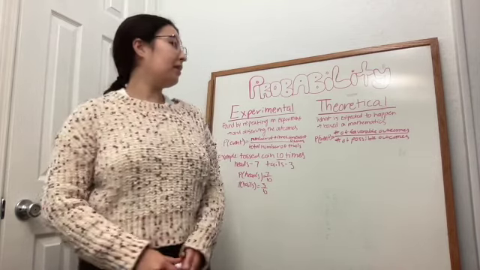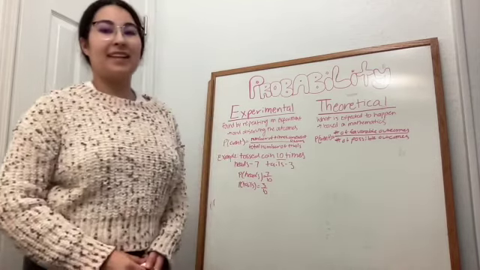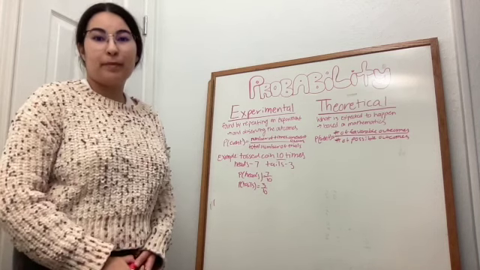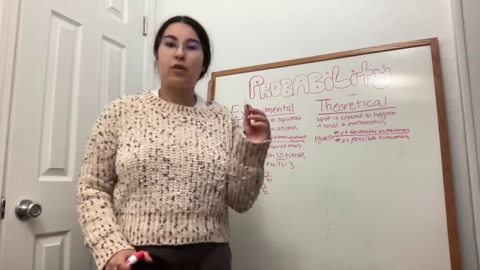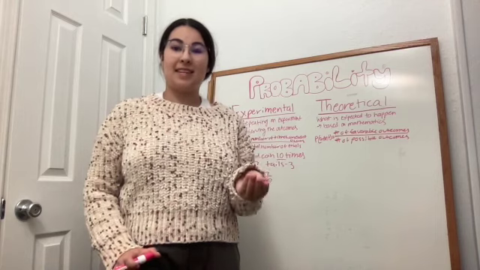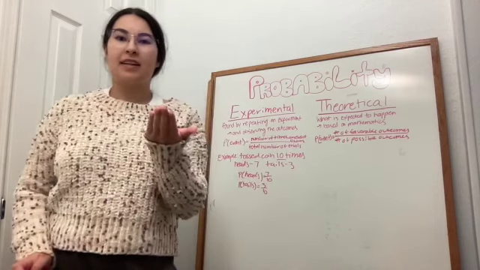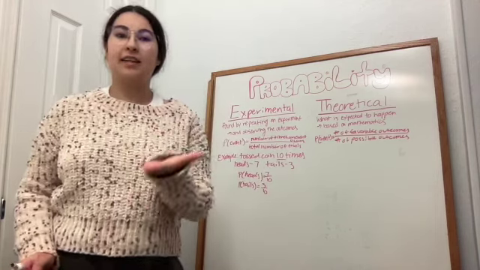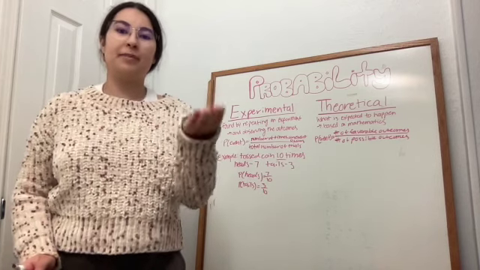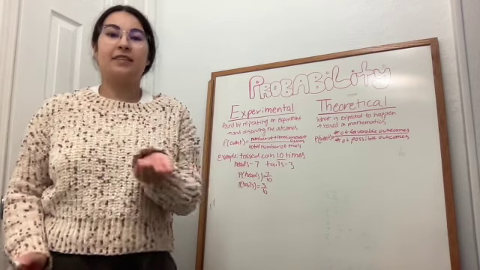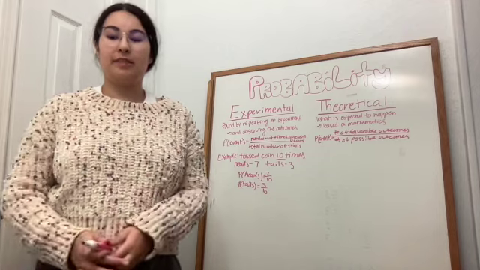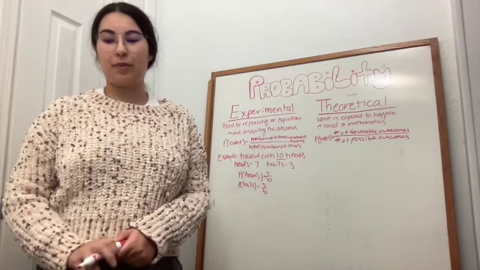So therefore, we will go over the example for theoretical probability with the same coin. And in this case, if we flip it, the odds of it landing on heads is 50-50. And we flip it, and the odds of it landing on tails is also 50-50. So we will go ahead and write this down on the board.